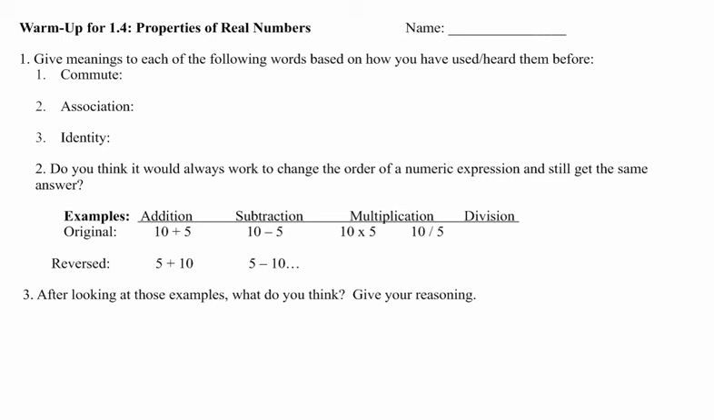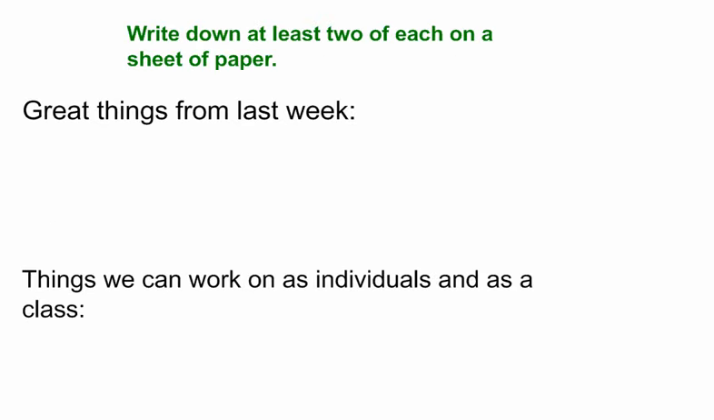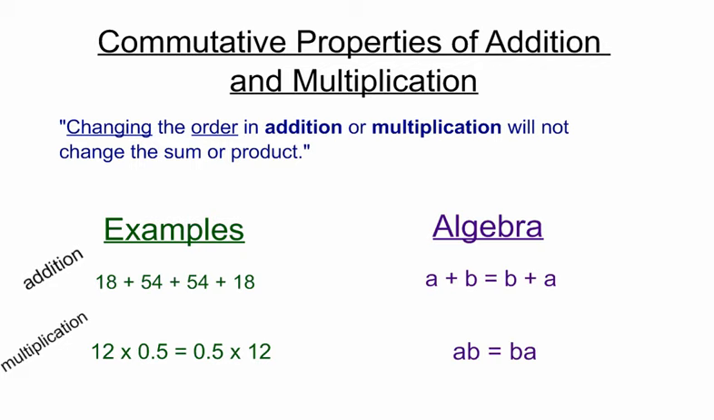All right, so the first one we're going to talk about is the commutative property. And the commutative property works for addition and multiplication only. So make sure you have some notes on these properties. But the first property is the commutative property.